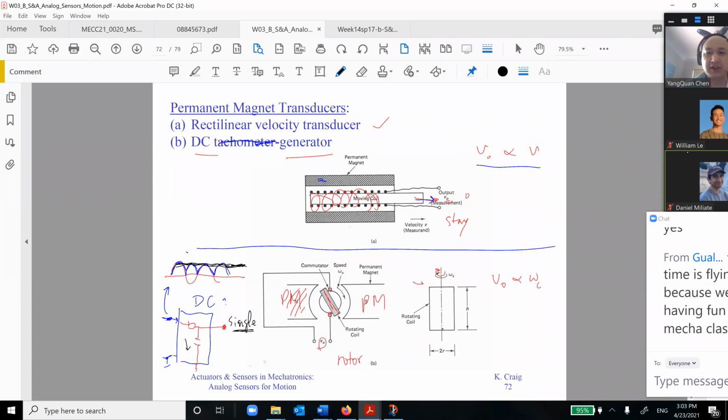For the DC generator, we are going to focus on this next week and explain it in more detail. But if you want to watch YouTube, you will find many videos on the operational principle of the DC generator.